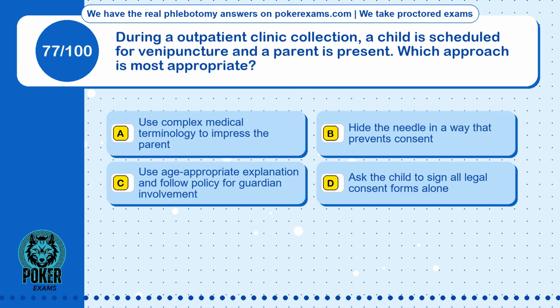Question 77. During an outpatient clinic collection, a child is scheduled for venipuncture and a parent is present. Which approach is most appropriate? Option A. Use complex medical terminology to impress the parent. Option B. Hide the needle in a way that prevents consent. Option C. Use age-appropriate explanation and follow policy for guardian involvement. Option D. Ask the child to sign all legal consent forms alone.